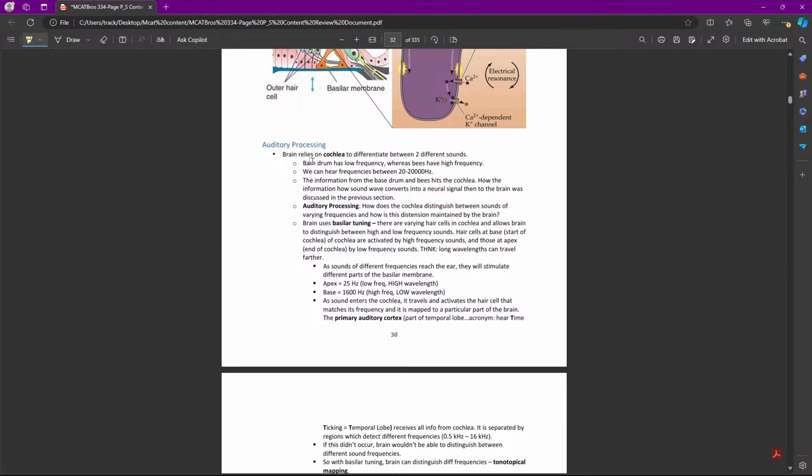Think long wavelengths can travel farther. Okay, that makes sense. Because they have a long wavelength, they can travel deeper into the ear. Where you want to have a high frequency at the very outside of the ear because you don't want to damage those cells on the inside too badly.